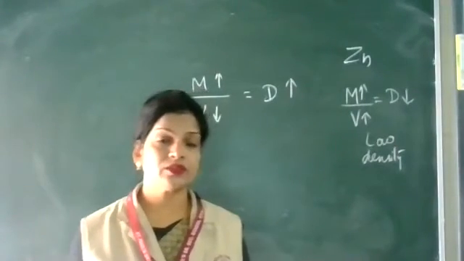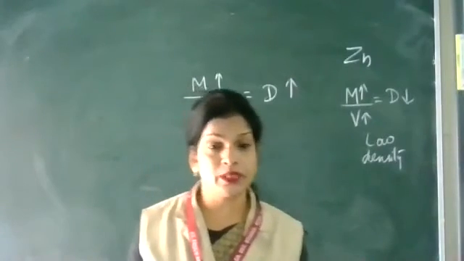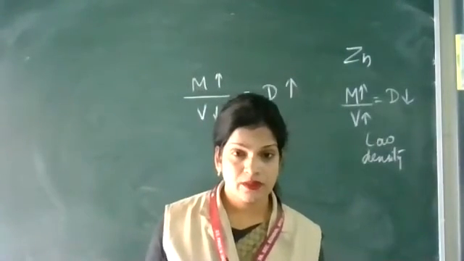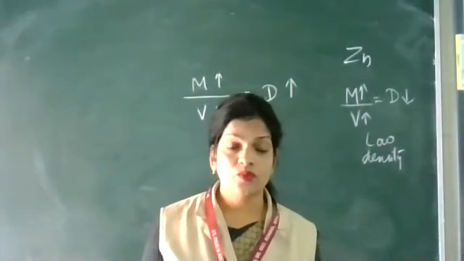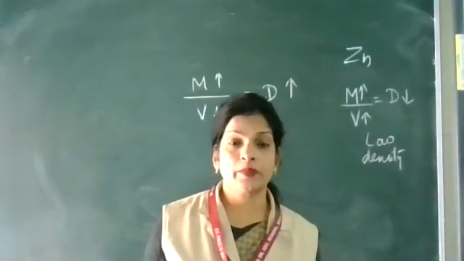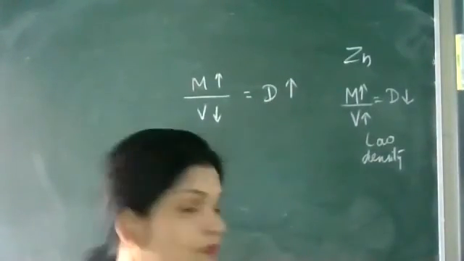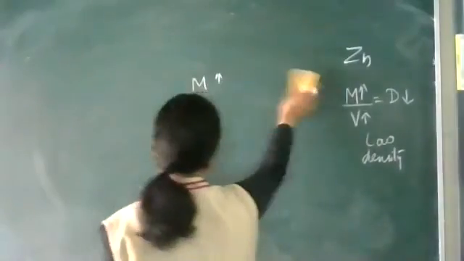The answer is: though the mass is increasing, volume is also increasing due to electron-electron repulsion. So density decreases, and zinc has got low density.